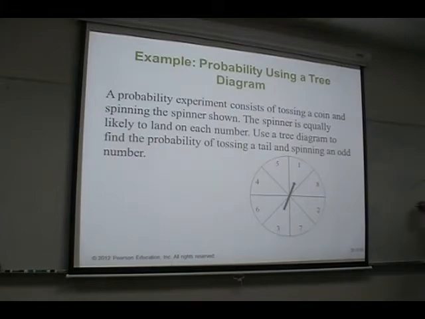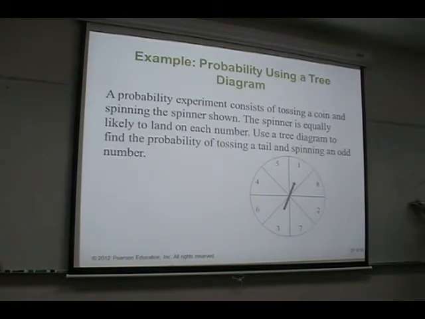So altogether, there's how many options? 16. There's 16 choices in my pool. The question is, how many of those are going to give me what I want? It says use a tree diagram to find the probability of tossing a tail. Okay, so I only want a tail that is connected to an odd number. It's going to be 8.